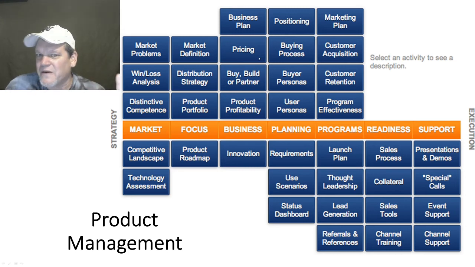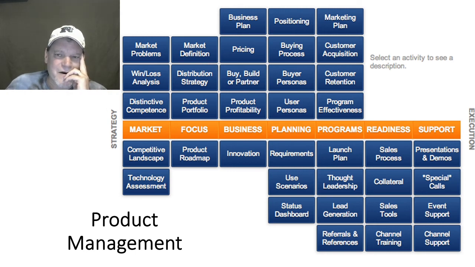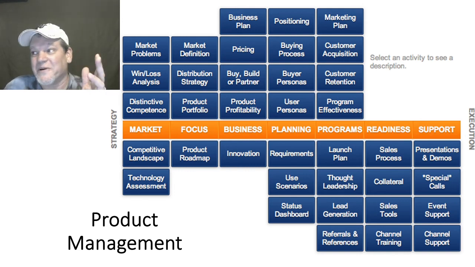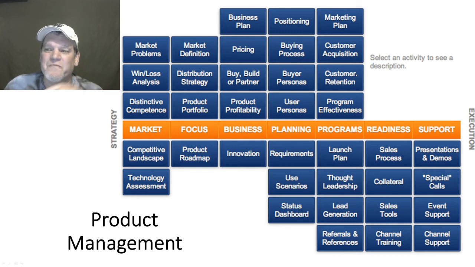How much do we charge? Are we good at this as a company? What other things do we sell in the product portfolio? User personas means who are we trying to sell this to? If we're trying to sell a car stereo to a 90-year-old lady, it's going to be a little different than if we're trying to sell it to a 16-year-old kid. Just that kind of stuff.